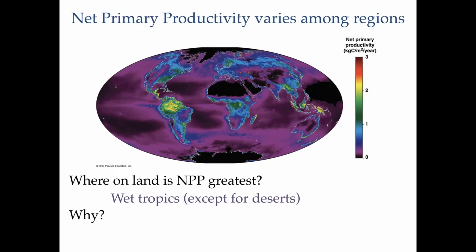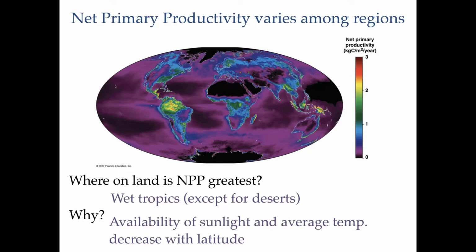And why is that the case? Again, because of the availability of sunlight. And another thing is the average temperature. Usually it's higher in these places and it's more suitable for the proteins to perform photosynthesis. As we move from the tropics towards the poles, we are going to have a decrease in that average temperature, and so we also decrease our land primary productivity.